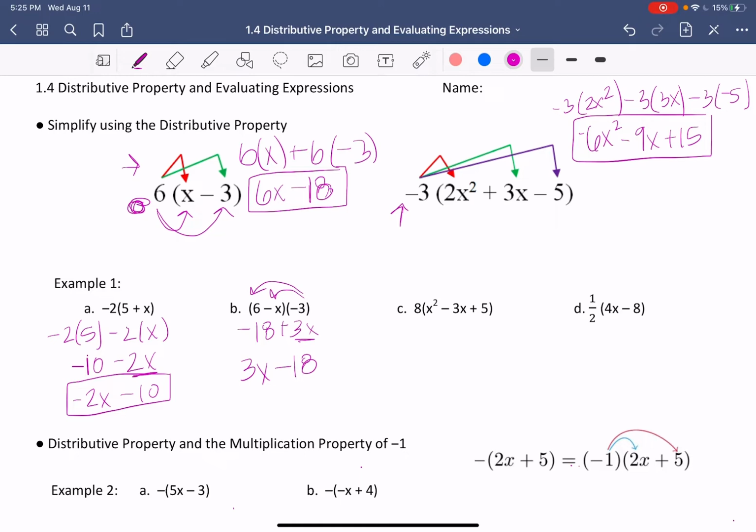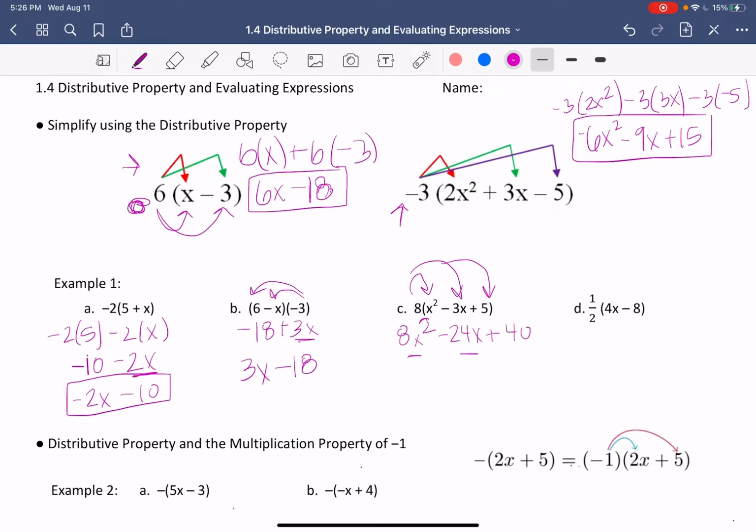Moving on to C, we have 8 times x squared minus 3x plus 5. So biggest thing here is just making sure we're distributing it to each individual term, okay? So 8 times x squared, that's going to give us 8x squared. Eight times -3x, -24x. And then 8 times 5 gives us positive 40. Okay, and this one actually has already got our terms listed the correct way. We want x squared first, then x, then no variable at all.